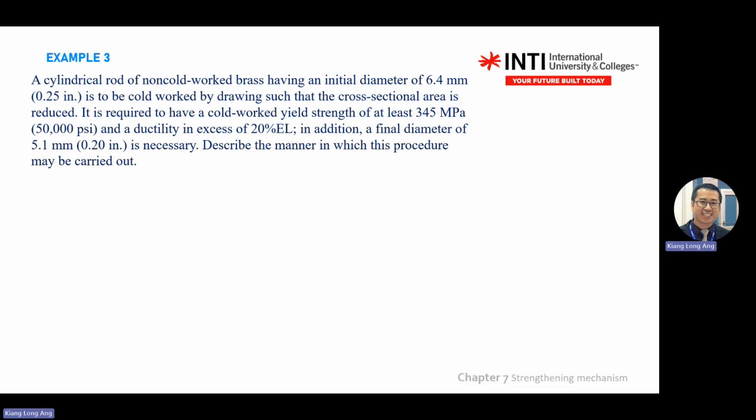So a cylindrical rod, non-coated cold worked brass, having an initial diameter of 6.4 mm, is to be cold worked by drawing such that the cross-section area is reduced. Now it is required to have a cold worked yield strength of at least 345 megapascal, and ductility in excess of 20% elongation. In addition, a final diameter of 5.1 mm is necessary. Describe the manner in which this procedure may be carried out.